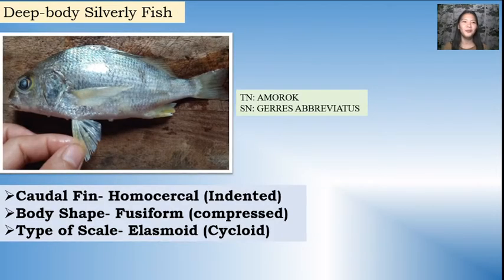So, deep body silverleaf fish. Ang kanyang Tagalog name is Amorok, and then scientific name niya is Gerres abbreviatus. Ang kanyang type of caudal fin is homocercal, indented, body shape niya is fusiform, compressed, type of scale niya is elasmoid, cycloid. So, yan, hindi din siya ganun kalaking size yung avail ko. Pero, makikita naman dito yung kanyang scale is in the form of parang round cycloid.